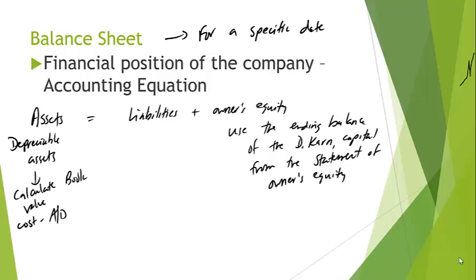Then we take all of our liabilities, and then we have to add it to our owner's equity. Now remember, in the previous financial statement, the statement of owner's equity, we calculated the ending balance of the owner's capital account, and we would use that here in the balance sheet for the capital balance. One of the most common mistakes I see is students failing to bring the ending balance of the owner's capital from the statement of owner's equity into the owner's equity section of the balance sheet.